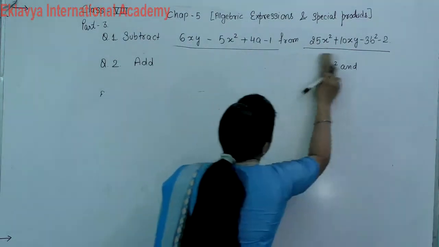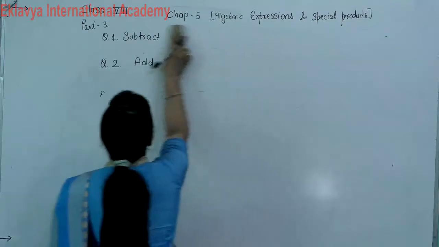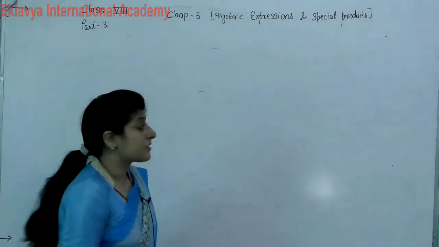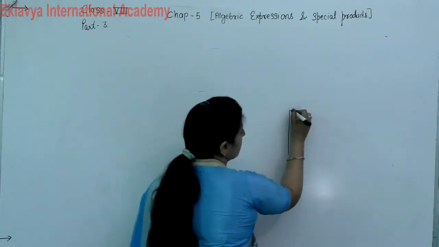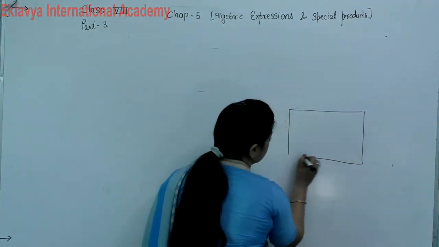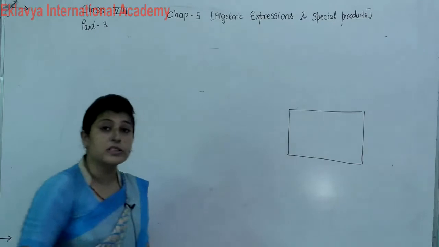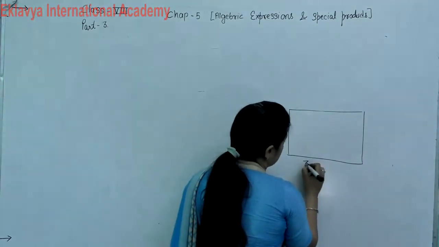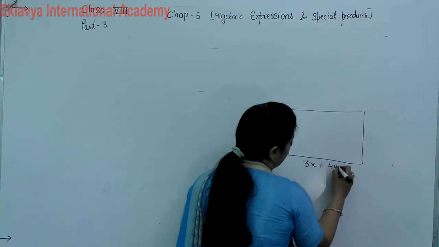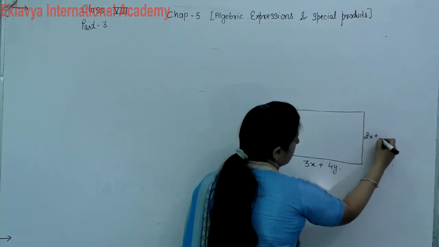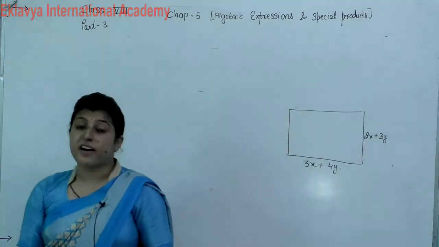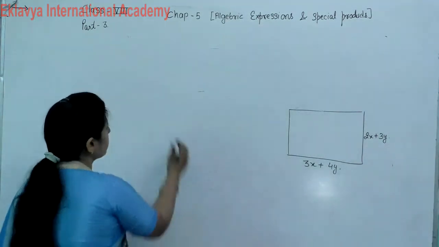Some questions related to polynomials in geometry. Suppose a rectangle is given. In a rectangle, two sides are given to you. This is 3x plus 4y. This is 2x plus 3y. Your question is to find its perimeter.